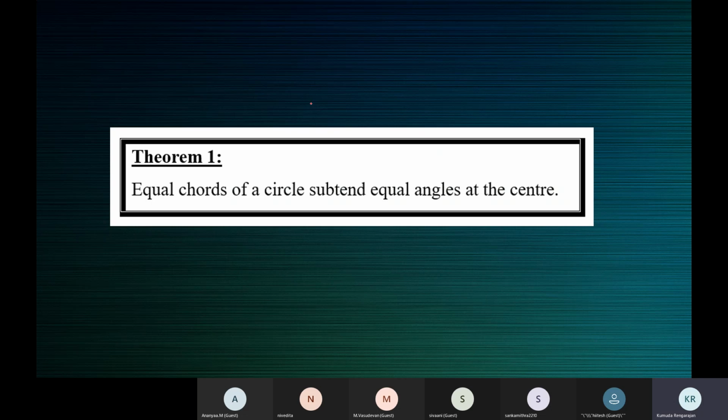Equal chords of a circle subtend equal angles at the center. If the 2 chords are equal in length, then the angles they make at the center are also equal. So this is the center of the circle. Angle made by this chord at the center, angle made by this chord at the center. Equal chords subtend equal angles at the center.